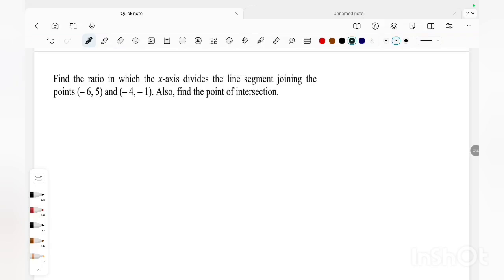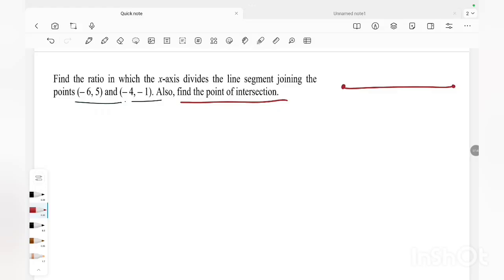Find the ratio in which the x-axis divides the line segment joining the points minus 6 comma 5 and minus 4 comma minus 1. Also find the point of intersection. What we have to do? We have to calculate the ratio in which x-axis divides the line segment. For example, there are 2 points of the line segment. This is the point here, due to which it divides into 2 parts, and we have to calculate the ratio. Let's suppose the ratio is k is to 1. The point lies on x-axis, so x comma 0 is the point. Here it is minus 6 comma 5. It's minus 4 comma minus 1. Done. Suppose it's A, it's B, and let's suppose it's C point.